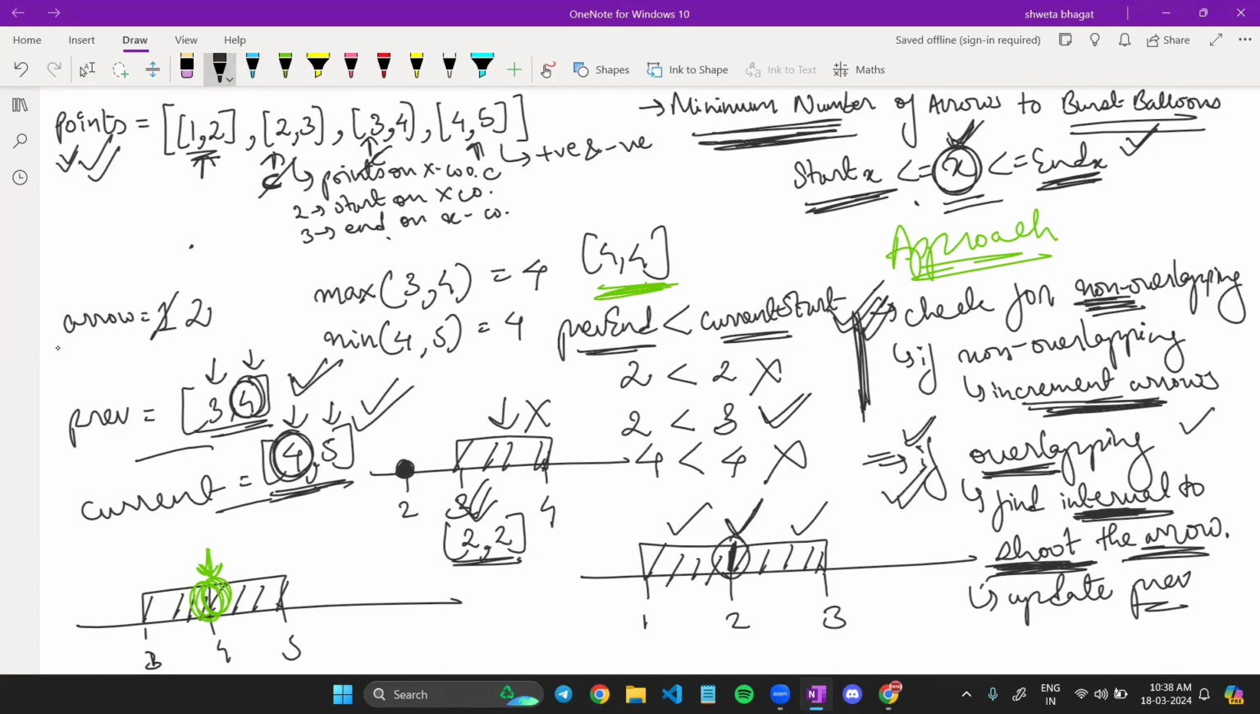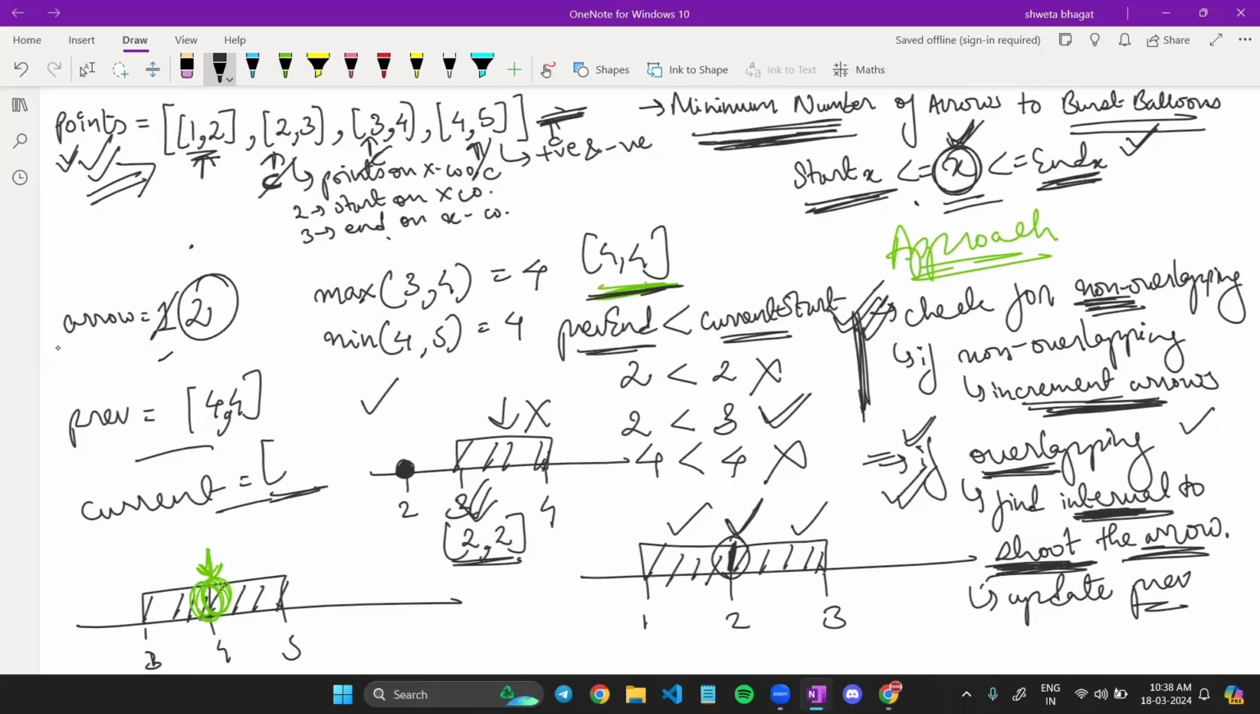So what we will do now, again, we will update the previous. So the previous will now get updated to this new interval, that is 4, 4. And what would be our current? We will move the current pointer forward. So our current has now reached the end of the points. So what does it mean? It means that we don't have any more balloons left. So it means that we have completely processed all the balloons that were present in the points, and this is the answer.